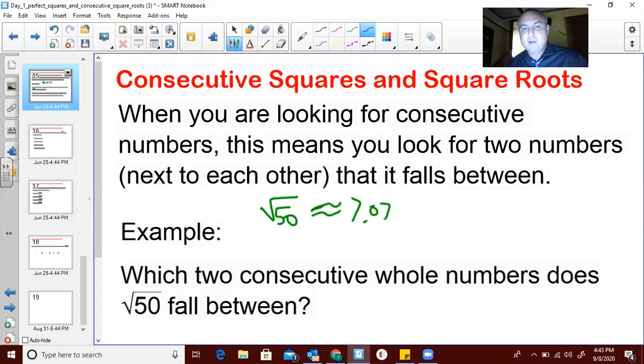So if I have a number line and I have, say, 6, 7, 8, and 9, right? So 7.07 is greater than 7, right? So it's going to be bigger than 7, but less than 8. So therefore, it's going to fall in between 7 and 8. Your answer is 7 and 8.